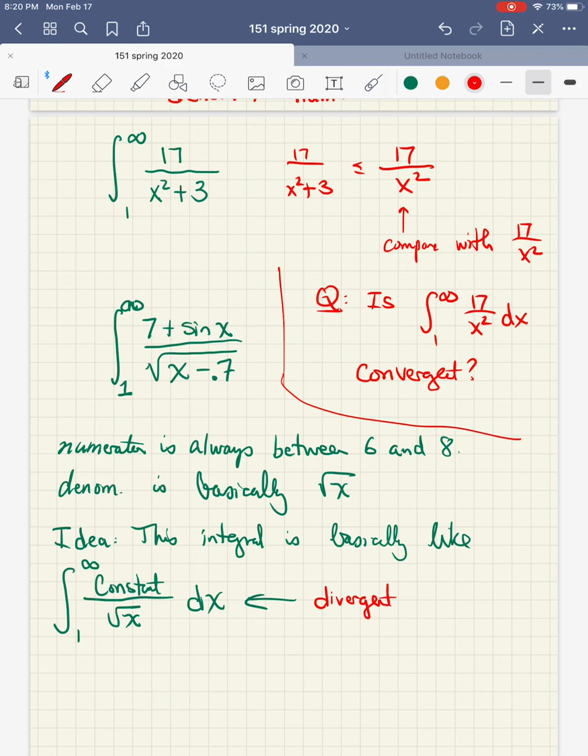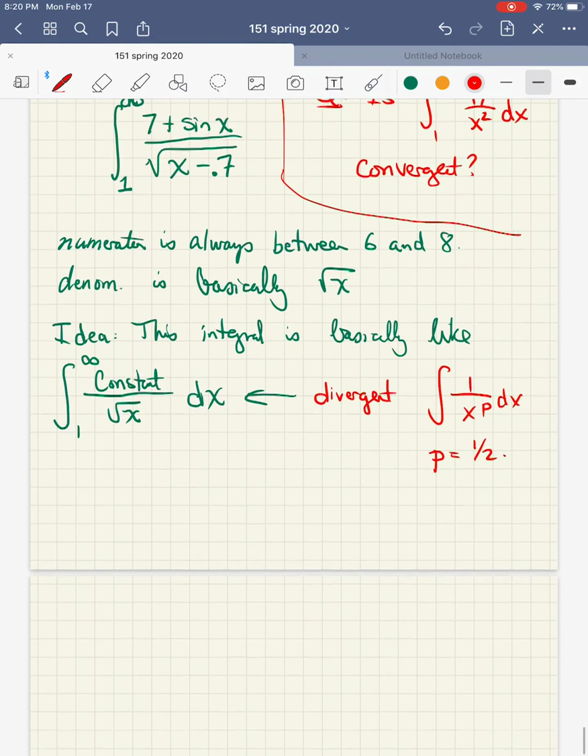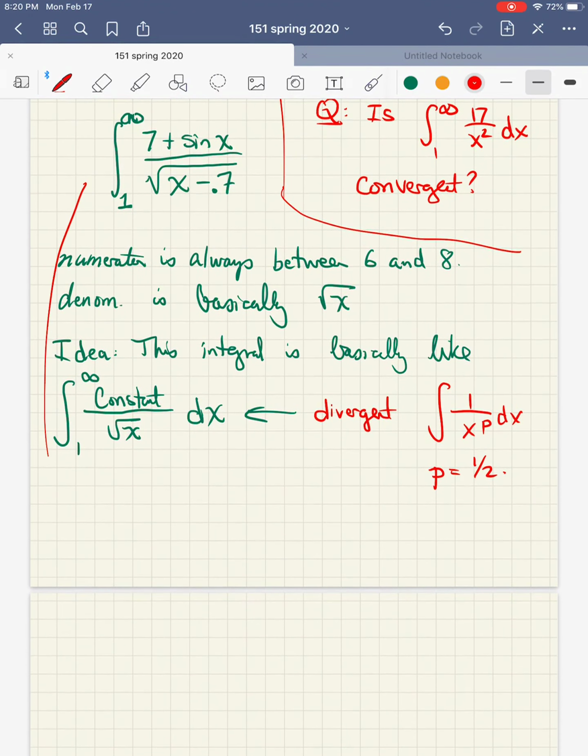Right? Because it's basically like 1 over x to the p, where p equals 1/2. So that convergence test where you had an exponent required that that exponent be greater than 1 for it to be convergent. You can go back and review that test if you like, but basically this is all really good evidence that kind of leads me to believe that our integral, and I'll write this down, I bet our integral diverges.